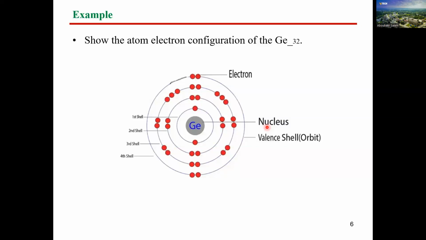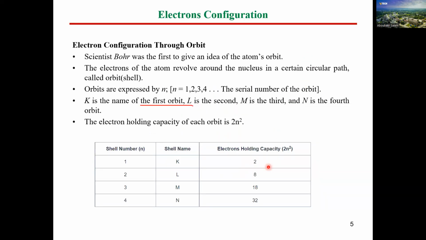Let's see, guys, one of the elements we are going to use a lot in electronics and power electronics. It's called germanium. So this germanium, the atomic number is 32, which means we have 32 electrons in the atom or around the nucleus. How can we distribute these 32 electrons? So according to the discussion in the previous slide, let's go back one more time.